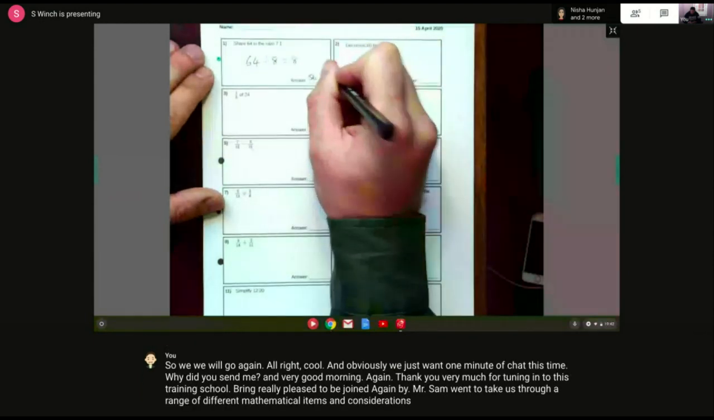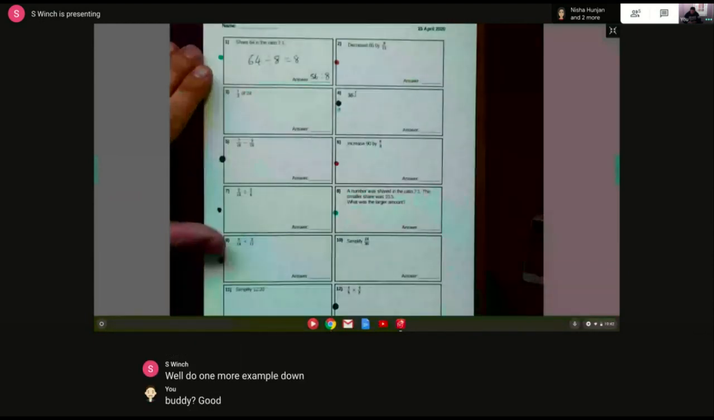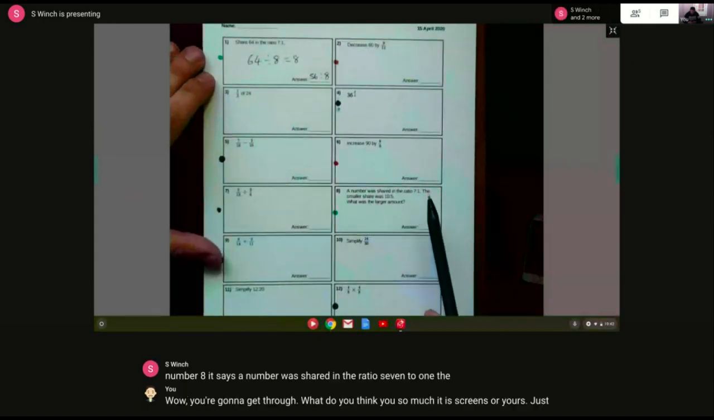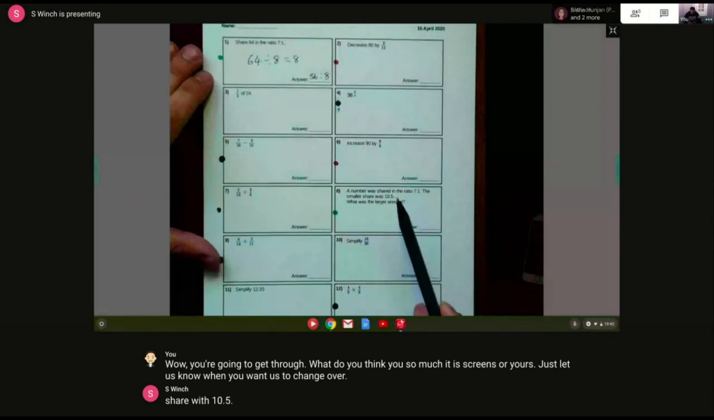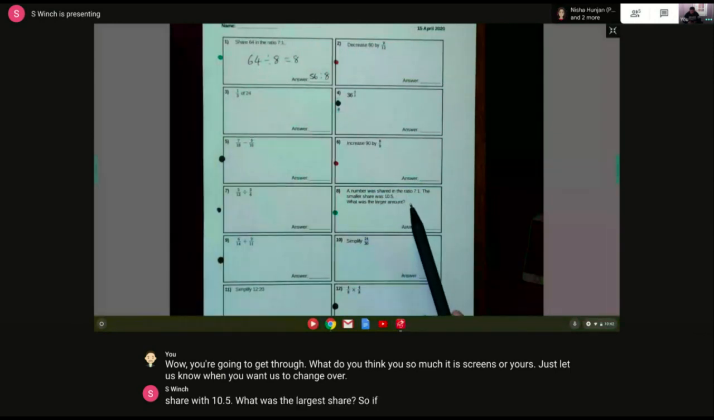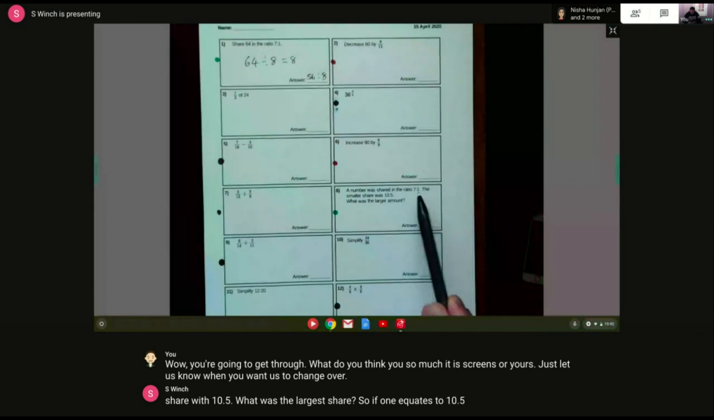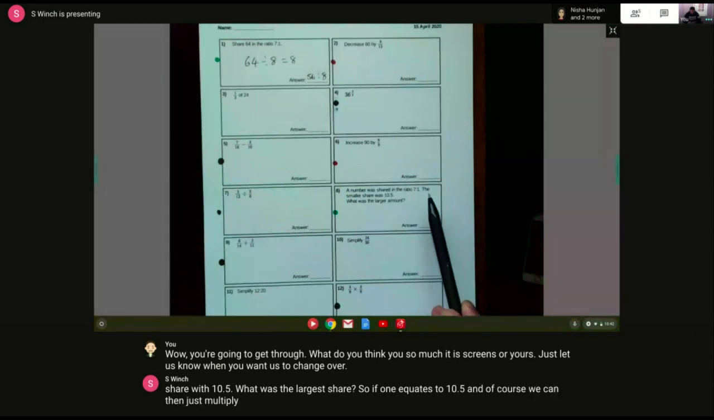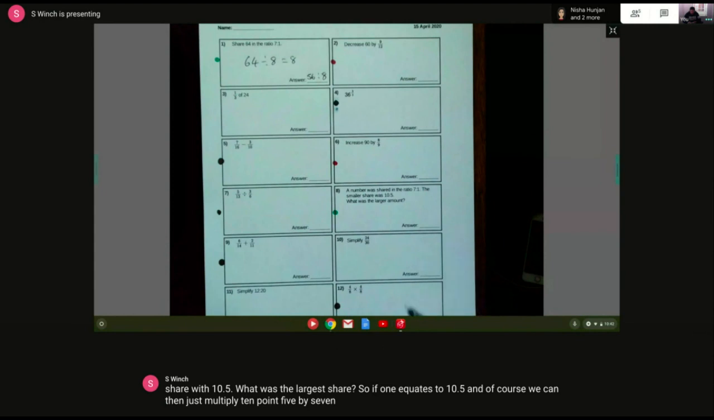Okay, we'll do one more example down here, number 8. It says a number was shared in the ratio of 7 to 1. The smallest share was 10.5. What was the largest share? So if 1 equates to 10.5, then of course we can just multiply 10.5 by 7 to give us 73.5.